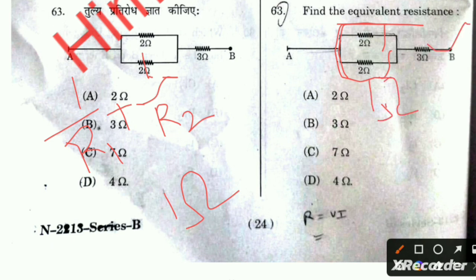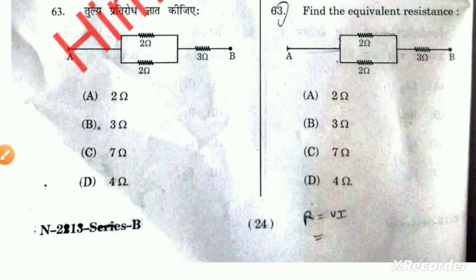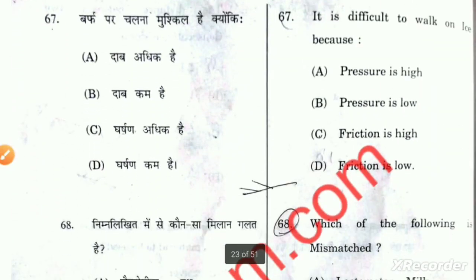resistor which is connected in series. It means you are left with only two resistors, 1 ohm and 3 ohm. When these two resistors are connected in series, then the formula is R1 plus R2. It means 1 ohm plus 3 ohm. The right option is 4 ohm. So fourth option is the right option. So move to our next question.